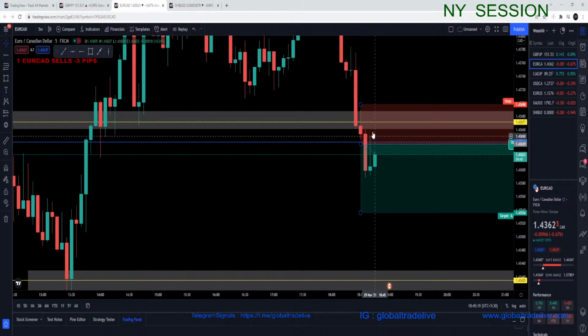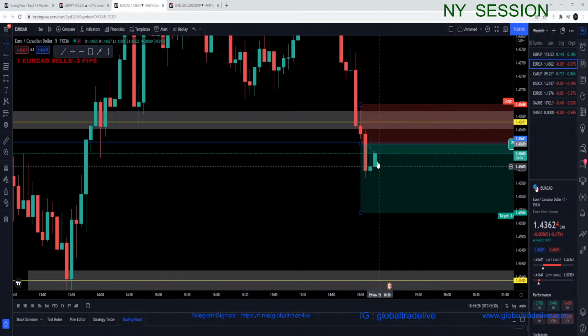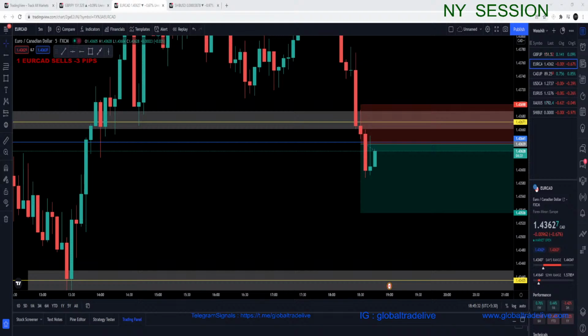Oh, nice. So the previous 5-minute candle just closed with a huge rejection. So if this candle breaks this low, that means this will become a resistance and it will travel more down from here. It's just that we need to hold this trade for a little bit.